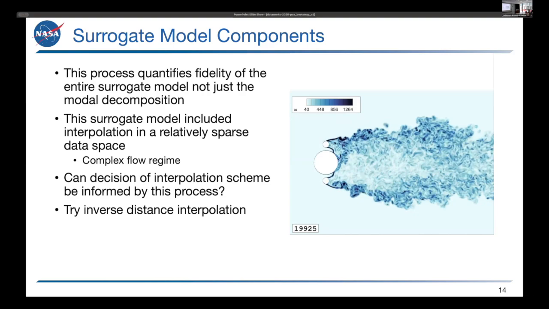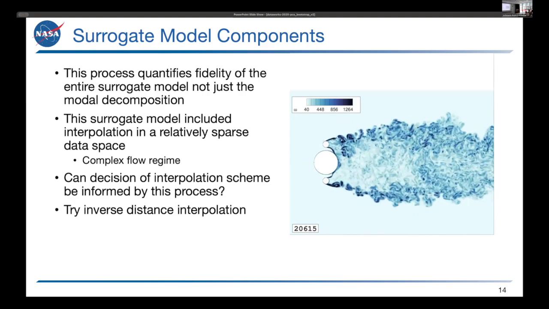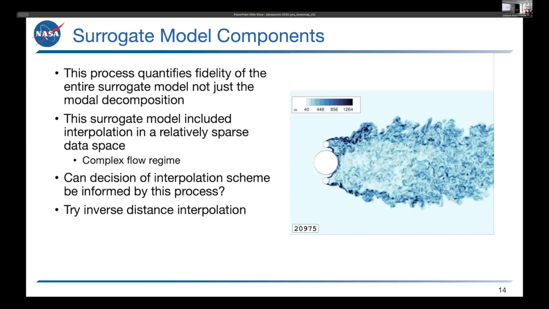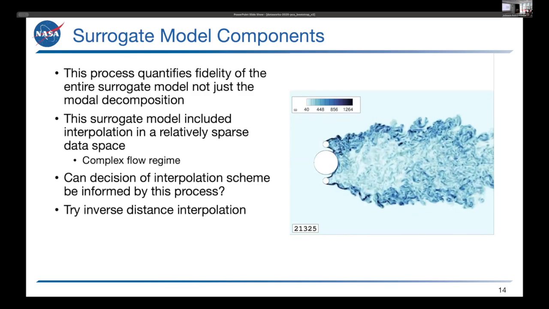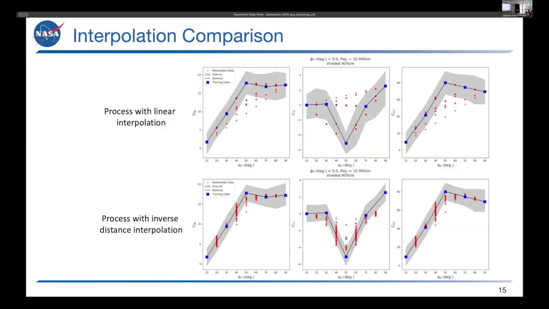This is vorticity as we simulate through time, coming off of the wake. It's a relatively sparse data space in a very complex flow regime, so that interpolation is actually really important. So we asked, can we use this methodology to evaluate and decide which interpolation scheme we should be using? So we implemented an inverse distance interpolation as opposed to just a linear interpolation, since it scales well to higher dimensions. And we can get similar plots as before with the forces and moments.